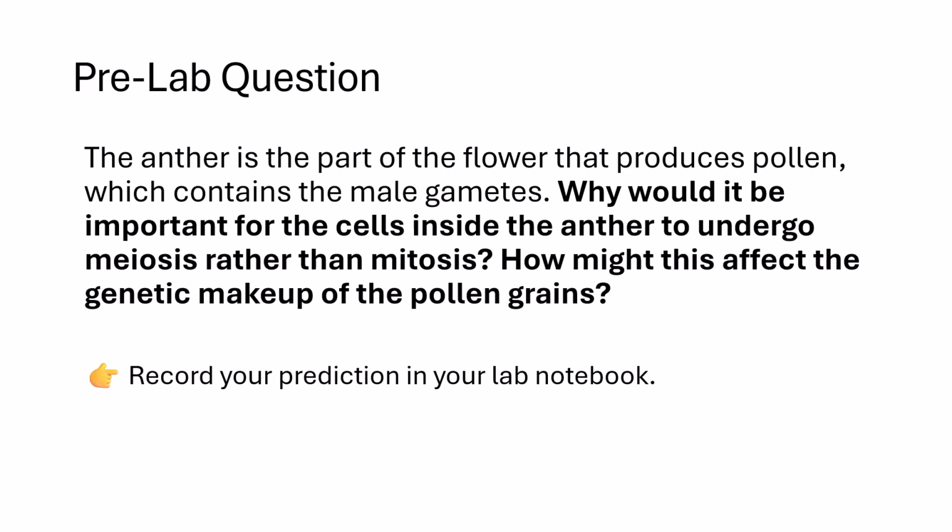Before you begin observing the anther under the microscope, think about the role the anther plays in the life cycle of a flowering plant. The anther produces pollen, and within each pollen grain are the male gametes that will eventually participate in fertilization. Ask yourself why these cells must be produced through meiosis rather than mitosis. Consider what mitosis does to chromosome number and how it creates genetic variation. If pollen were produced by mitosis, how would that affect the genetic makeup of the next generation?